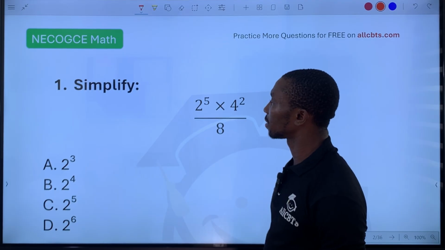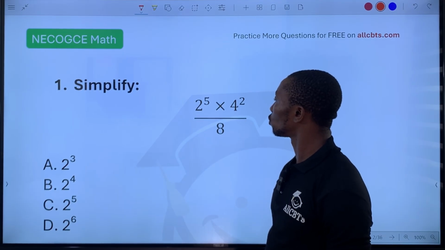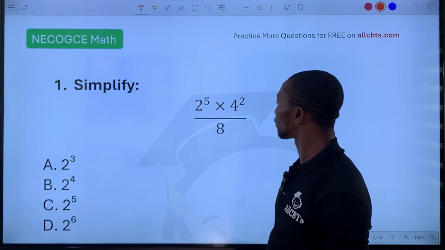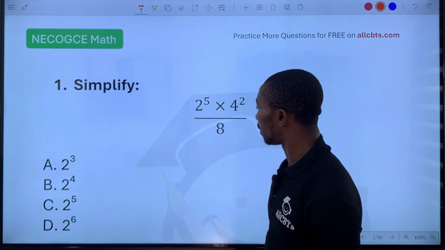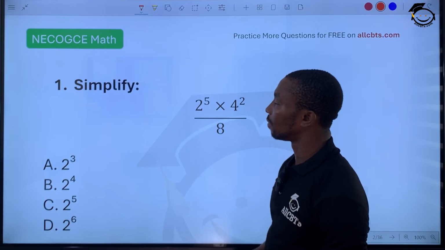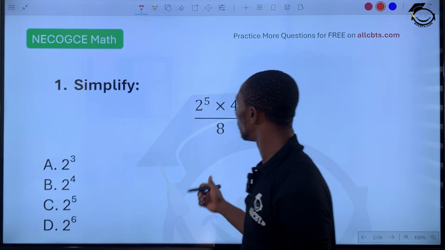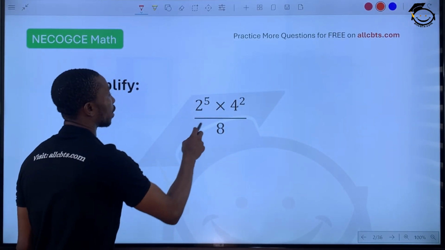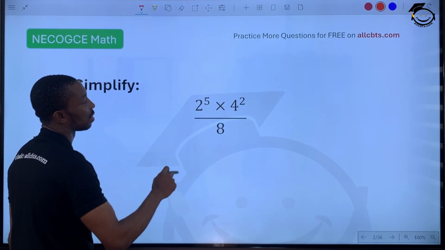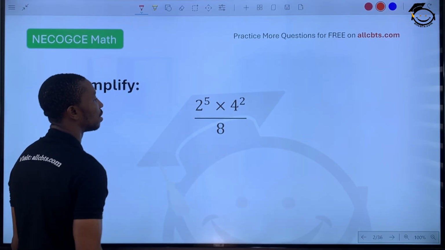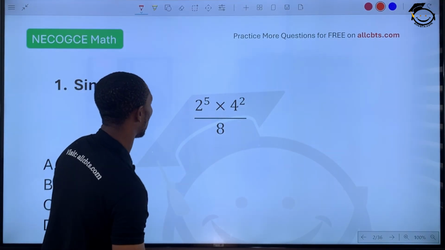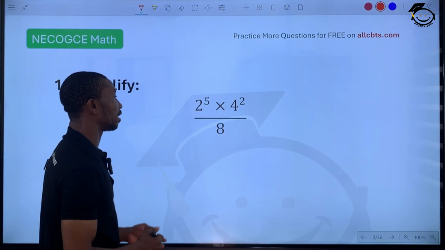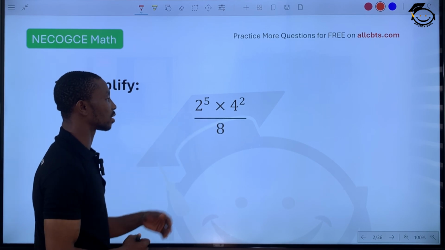First question says, simplify 2 raised to the power 5 times 4 raised to the power 2 divided by 8. In order to simplify this, the first thought should be, are we going to expand this and expand this, or are we going to bring them to the same base? The ideal thing is to break them down to the same base of 2.